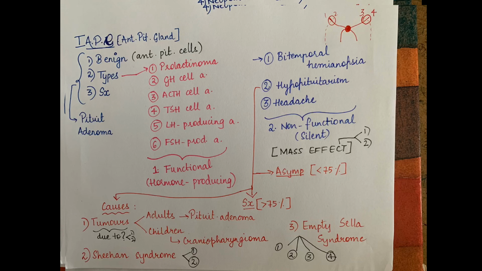Hypopituitarism needs to be studied more in detail as it is high yield. Different causes are tumors like pituitary adenoma in adults and craniopharyngioma in children. They can be caused due to mass effect or pituitary apoplexy, meaning bleeding into an adenoma. Sheehan syndrome is also an important cause.